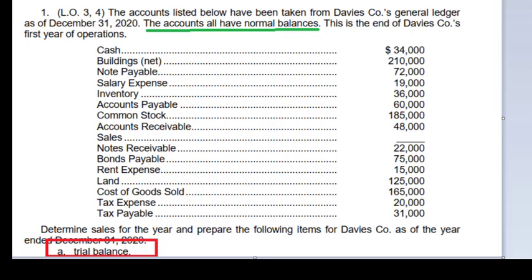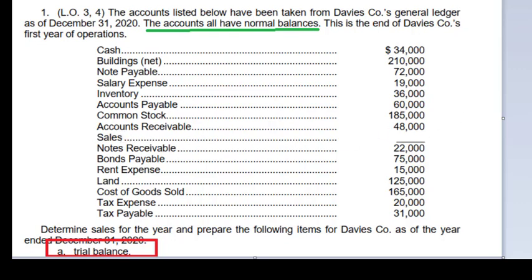So when it says the accounts all have normal balances, which I've underlined in green, we got these balances from T accounts. And yes, you should know that. And if you don't, well, now you do. Let's look at these lists. As you can see, we have a missing item over here.